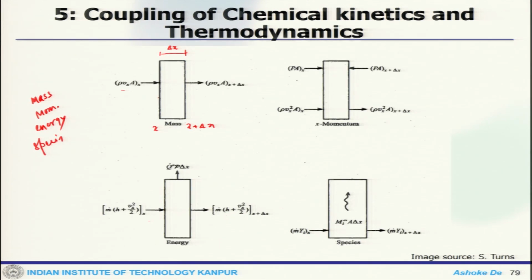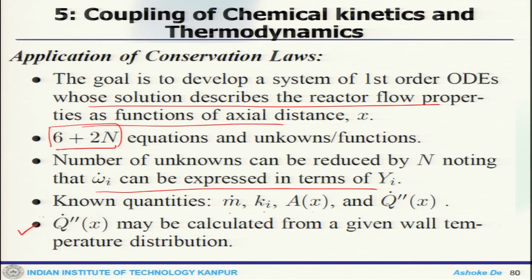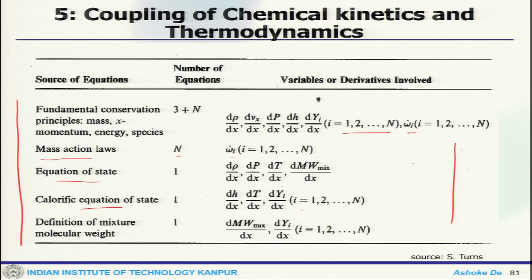Then there are the basic conservation equations. This is the small element that we have taken: mass conservation, then momentum conservation, and for momentum we are looking only at the x momentum. Then energy also, where the energy flux comes in and goes out, and the species mass transfer. So, this is the picture.